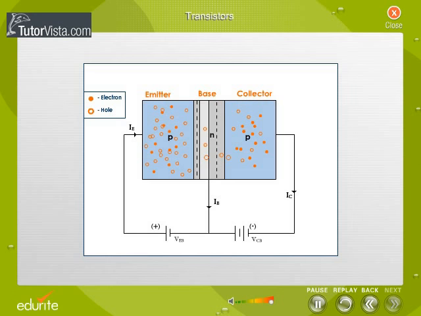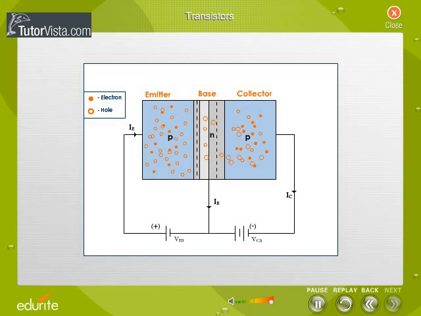Since the emitter is heavily doped relative to the base, and since the emitter-base junction is forward biased, a large number of majority carriers, holes in this case, will flow from the emitter towards the base. These constitute the current through the emitter, IE. These holes have a tendency to combine with the electrons in the N region of the base. Only a few holes are able to combine with the electrons in the base region, giving only a small base current, IB, because the base is lightly doped and very thin.